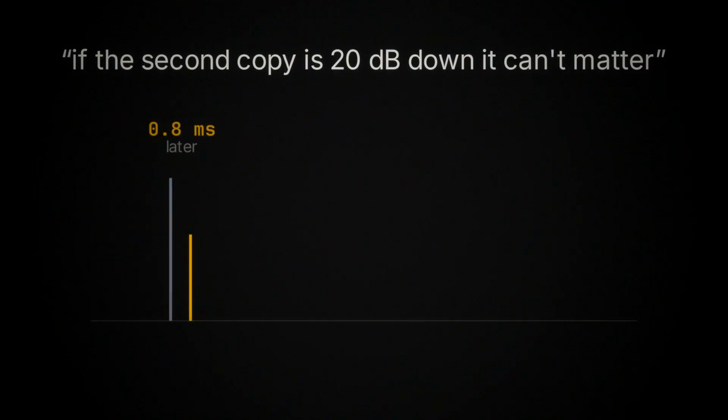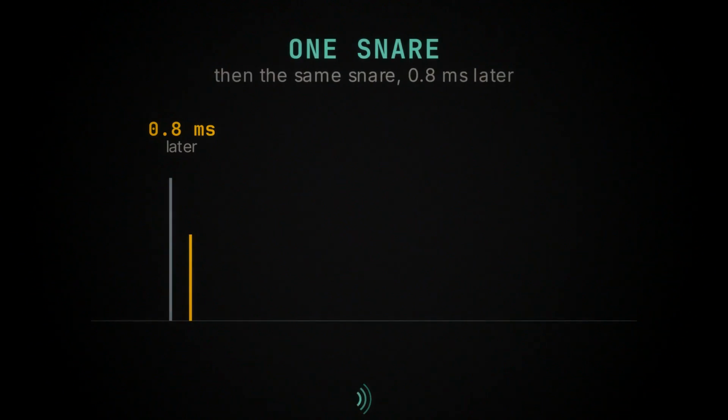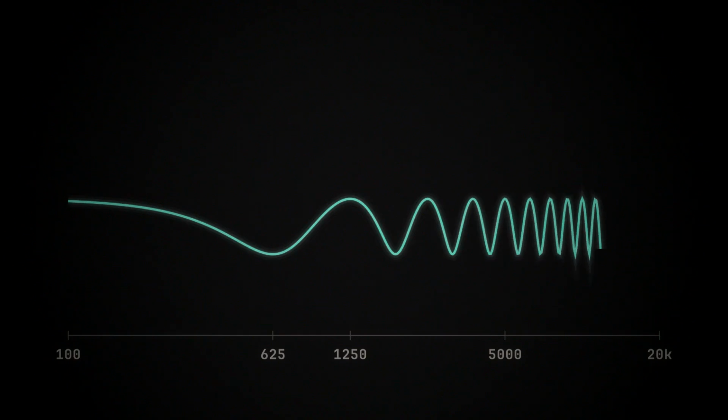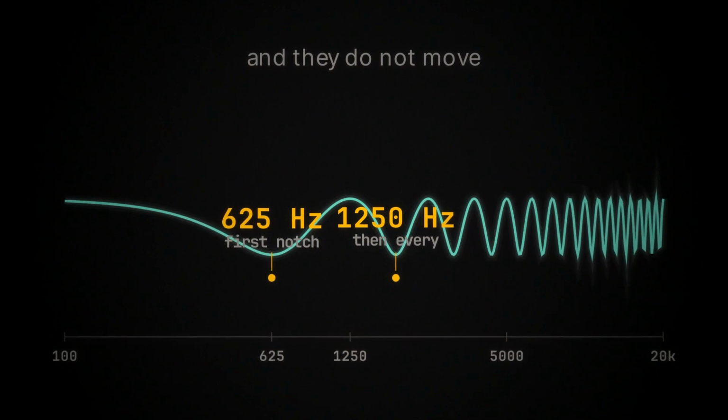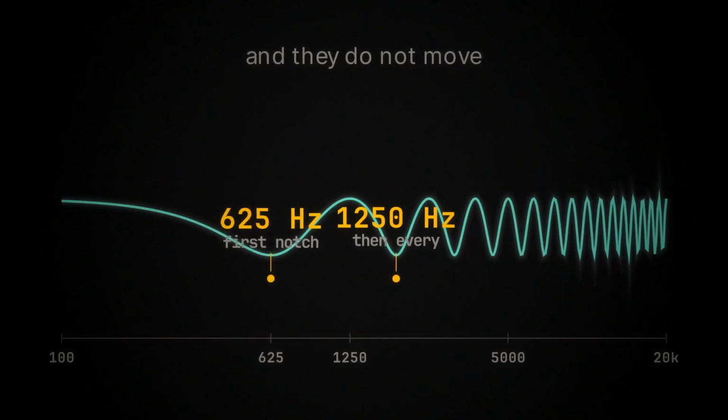One snare, then the same snare again, a fraction of a millisecond later. That part is arithmetic. The first notch sits at 1 over twice the delay, then they repeat every 1 over the delay, and they don't move.